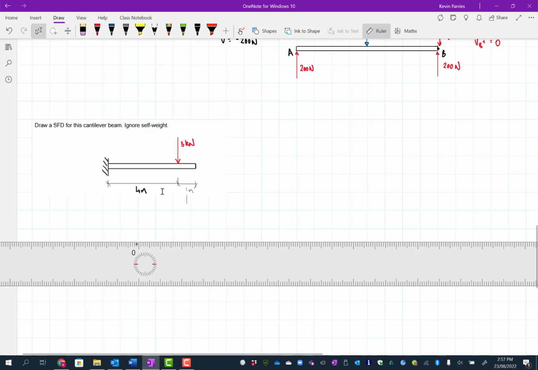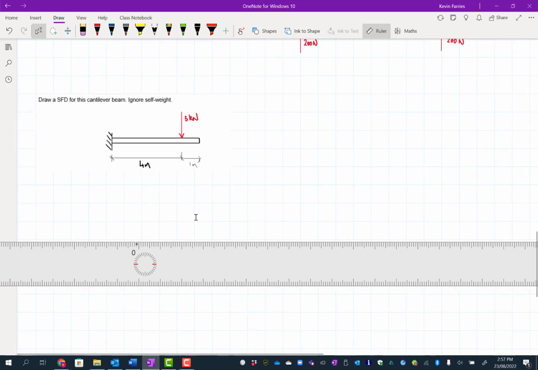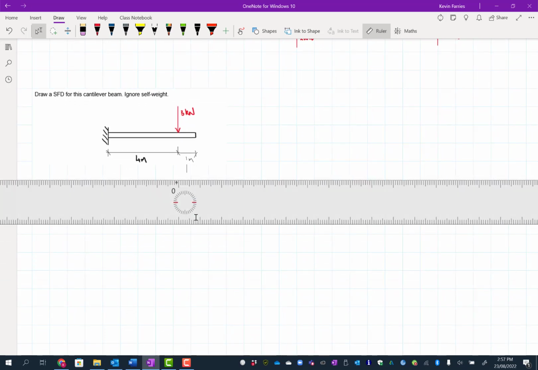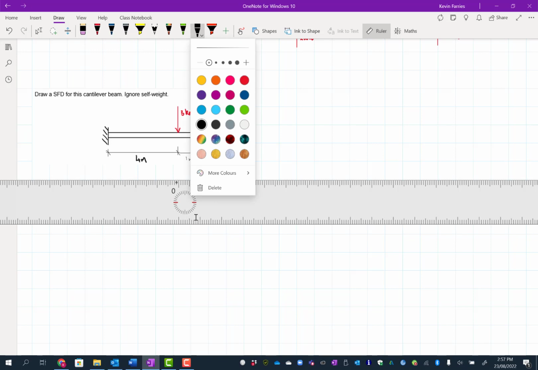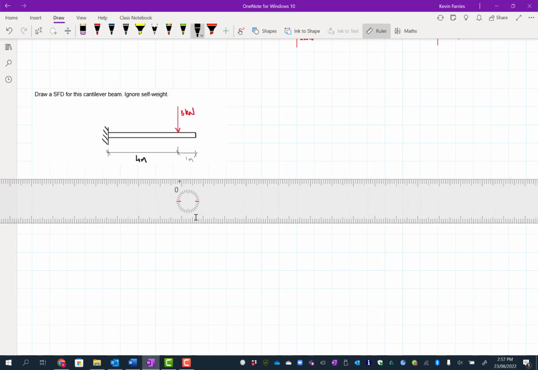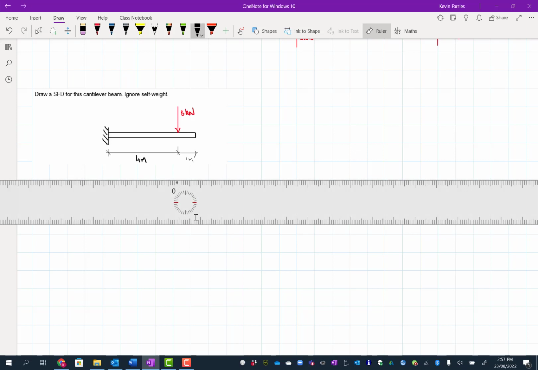Because you want to draw the shear force diagram over the whole length of this thing. So first thing is always to draw a free body diagram, and then we're going to find the reactions. So I'll work through that. I might stop a little bit just to explain how we're getting the reactions, just so you don't forget, but I'll see you on the other side.